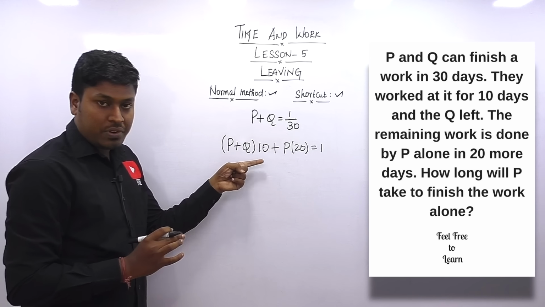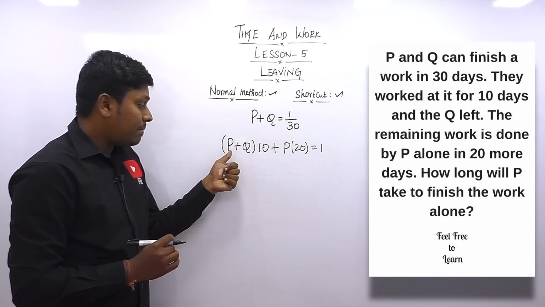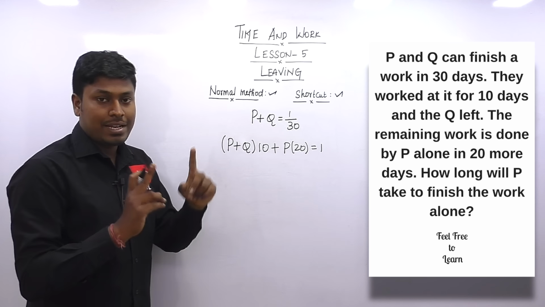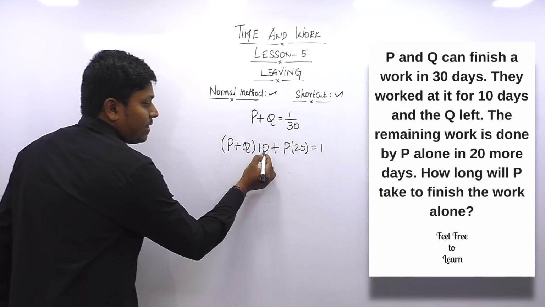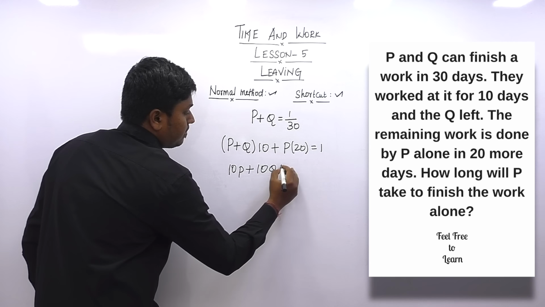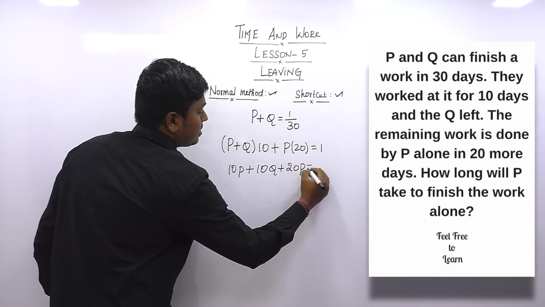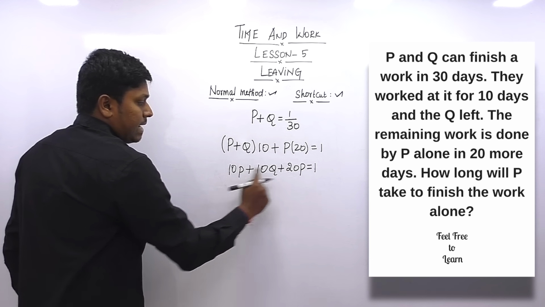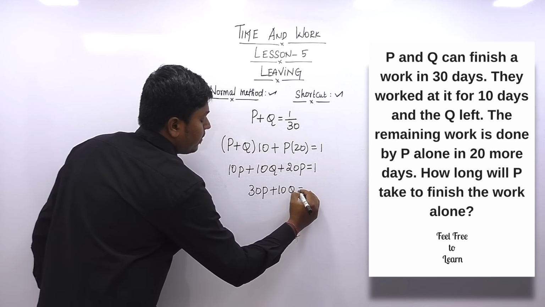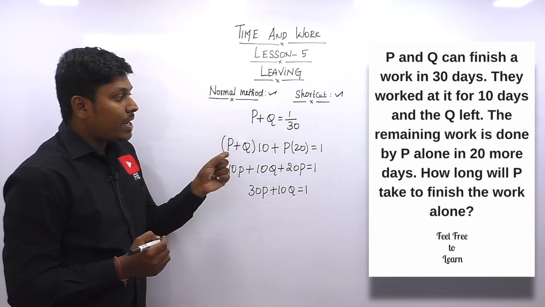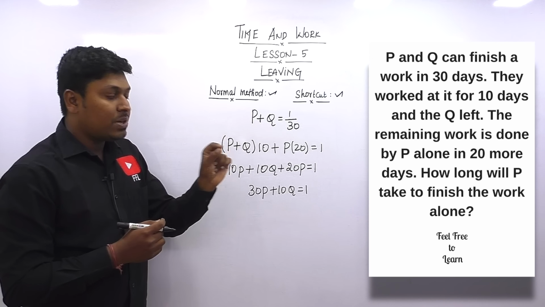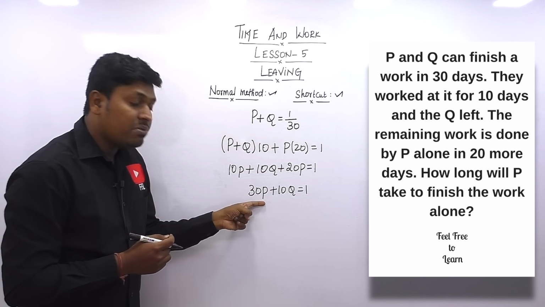So P and Q work for 10 days, then Q left the job. The remaining job done by P in 20 more days is equal to 1, which denotes that they have done the whole job. Multiplying the 10 inside, we get 10P plus 10Q plus 20P is equal to 1. So 10P and 20P give 30P, plus 10Q is equal to 1. Now our target is to find how long P will take to finish the work alone. So our target is to find P.